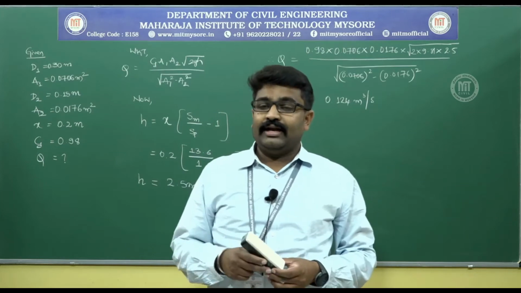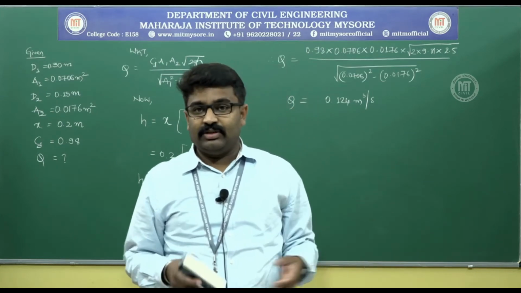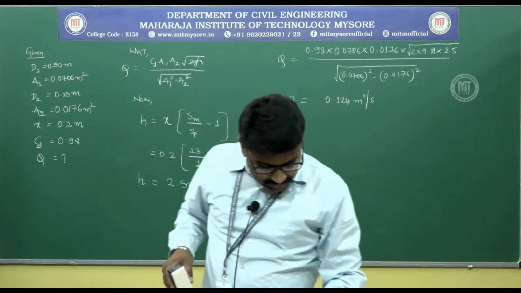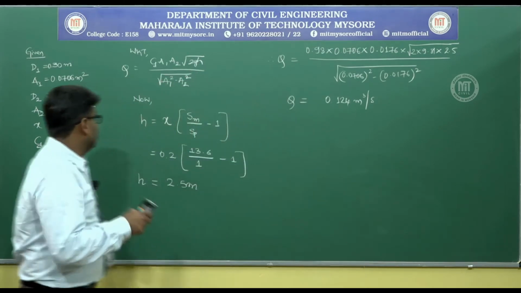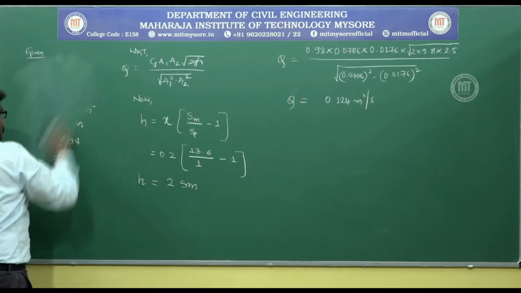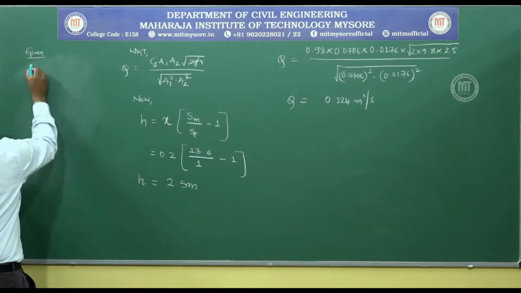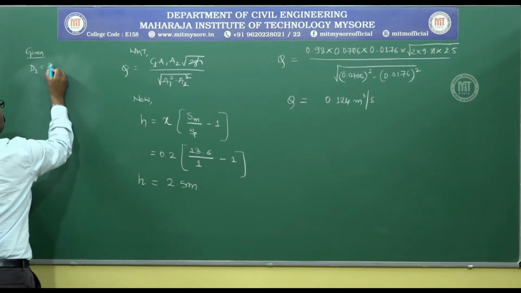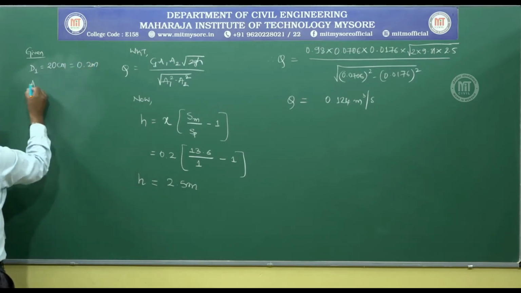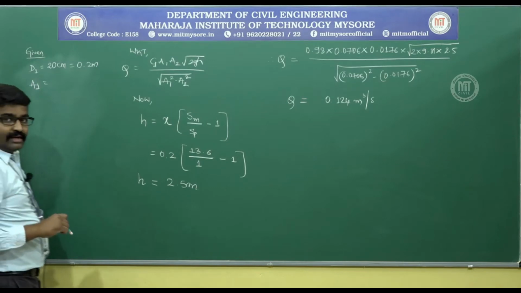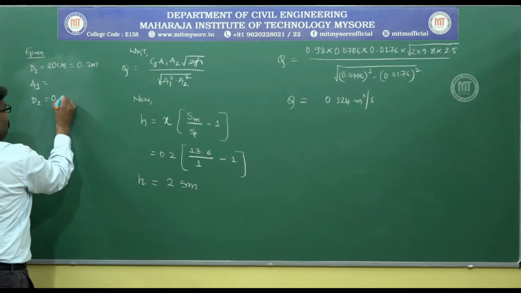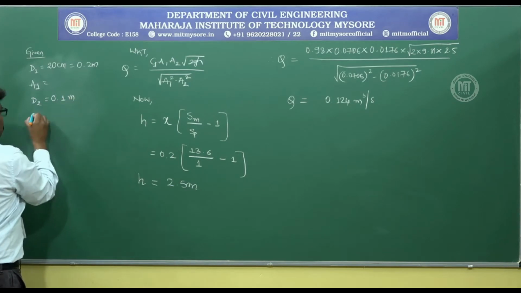Okay, I'll write down the given data, and it is very similar to the previous problem that we have just solved, and we can easily solve it. He has given you 20 centimeter and 10 centimeter as diameters. So, D1 is equal to 20 centimeter, nothing but 0.2 meters. Get the corresponding area at inlet A1. Then you have diameter 2 to be equal to 0.1 meters.